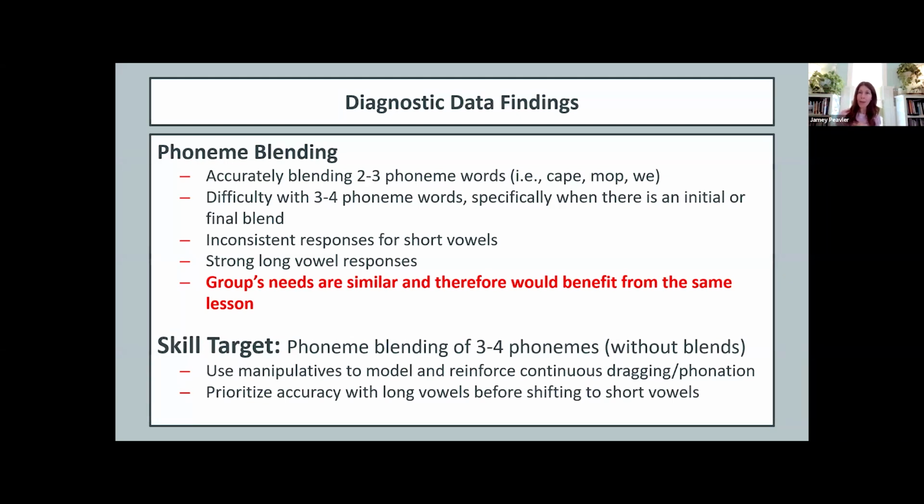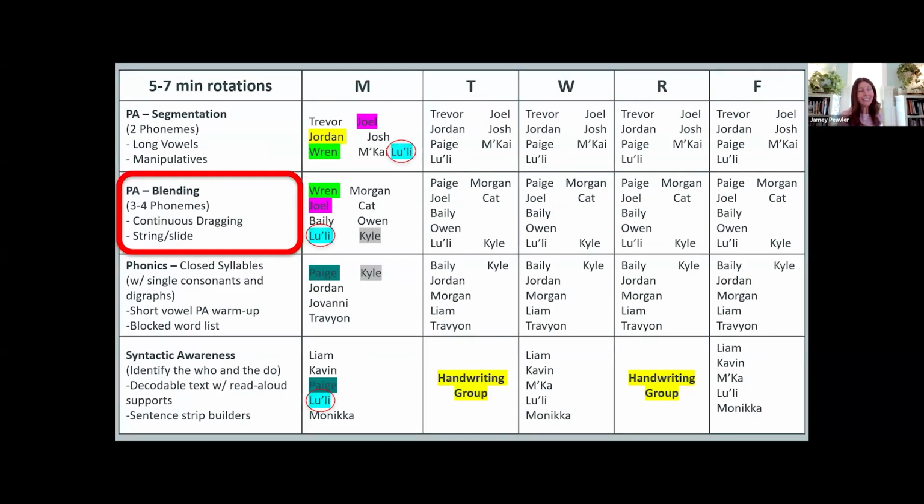And I'm going to model for them that dragging or continuous phonation. And because they're solid on long vowels, I'm going to start there and get them to do the dragging before I incorporate short vowels. So this is an example of what that grouping might look like.